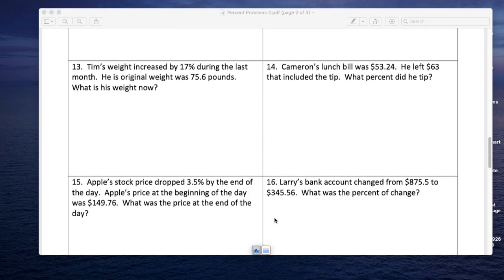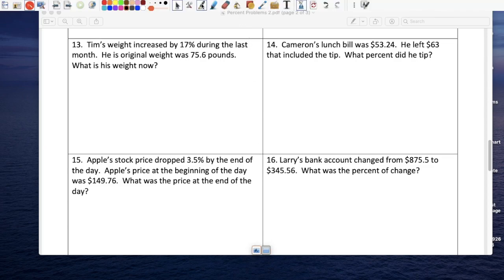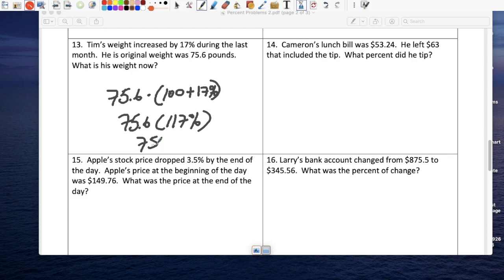All right, so let's do these a little faster. Tim's weight increased by 17%. His original weight was 75.6. What is his weight now? All right, so 75.6 was his original weight times an increase of 17%. So it's the original, the 100%, plus the 17%. Let me rewrite it, 117%. And then let's change that to a decimal. That becomes 1.17. So you could have gone straight to this, and that would have been fine. So 75.6 times 1.17. His weight right now is 88.45 pounds.